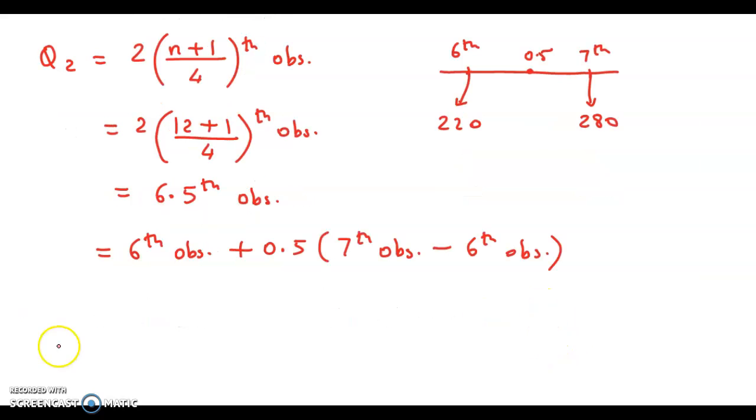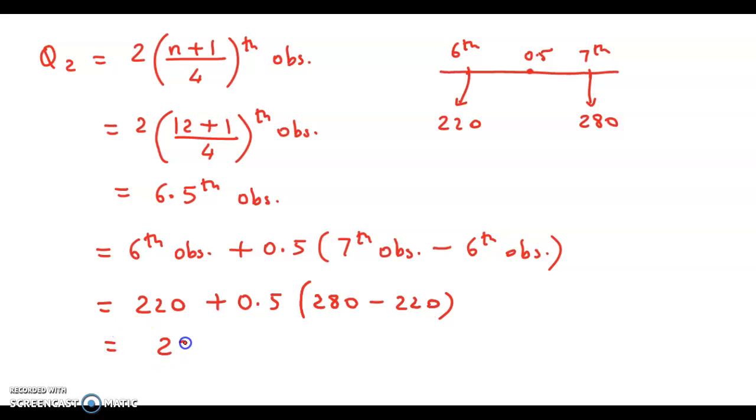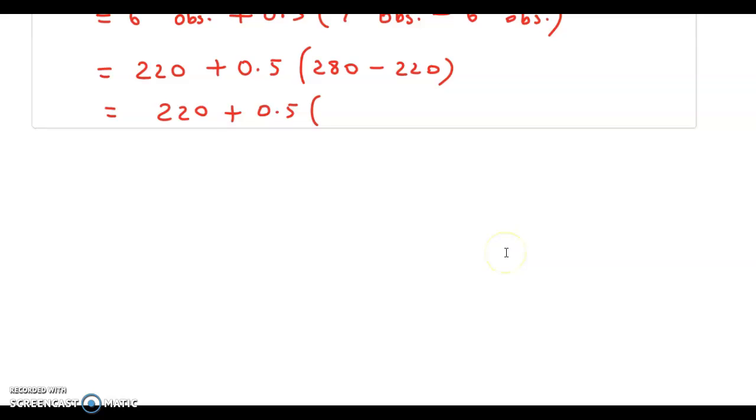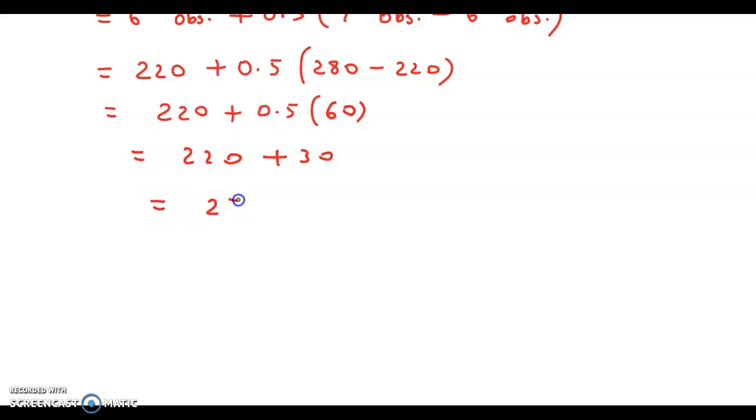Now let us substitute the values. Now 6th observation is 220 plus 0.5 into, 7th value is 280, 6th value is 220. So we have 220 plus 0.5. Now this difference, if we calculate, that's 60. 60 into 0.5 is 30. So you have 220 plus 30. So the total value is 250. So this was Q2. Now let's go for Q3.